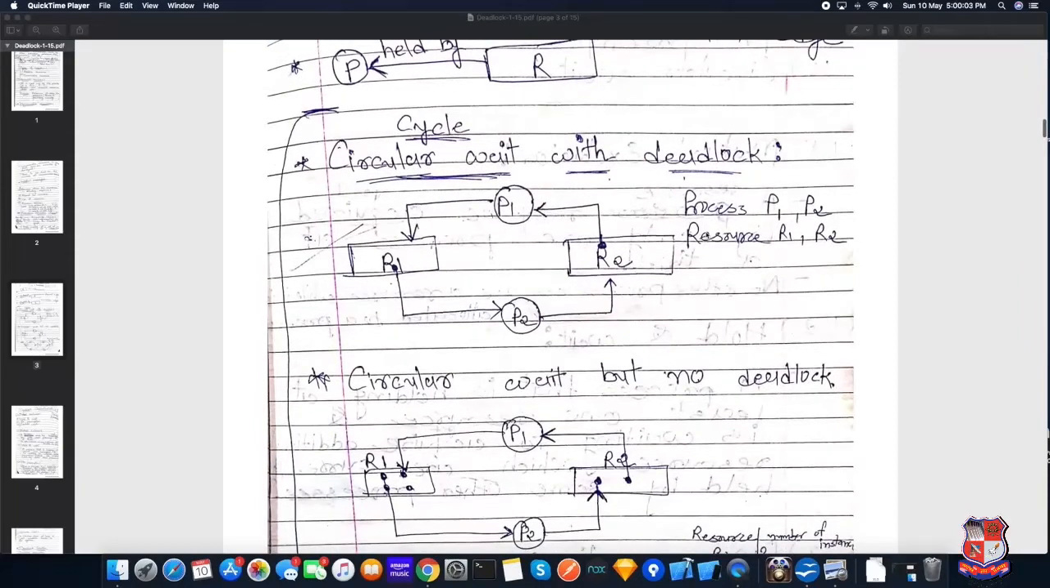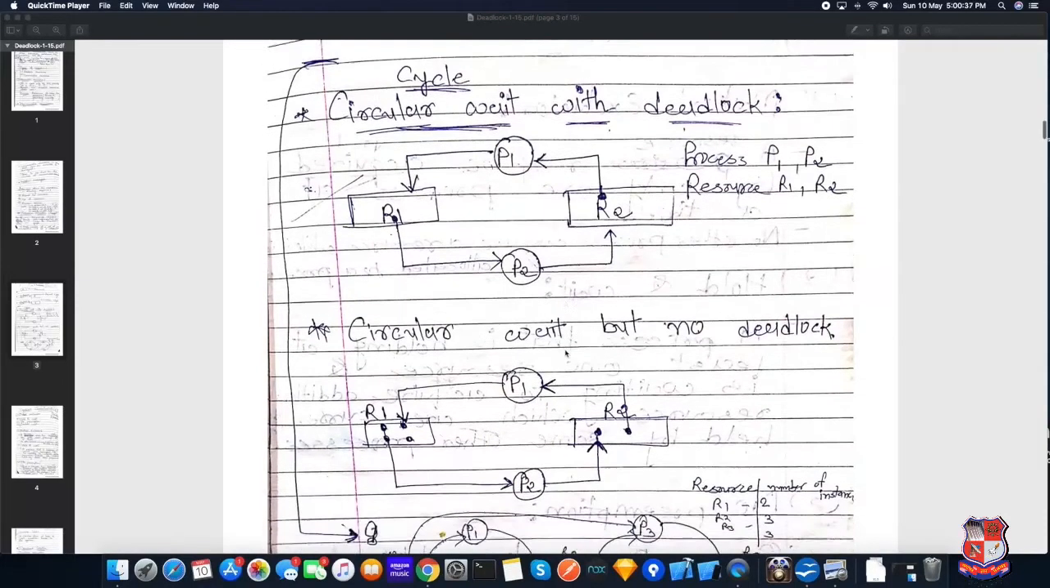The next point is the circular wait with deadlock. In the diagram, there are 2 processes and 2 resources: P1, P2 and R1, R2. P1 points to R1, it means P1 sent the request for resource R1 and R1 is already held by P2. P2 sent the request for R2 and R2 is already held by P1. So it generates the circular wait. And if the circular wait is generated, then the deadlock is also generated in that system.